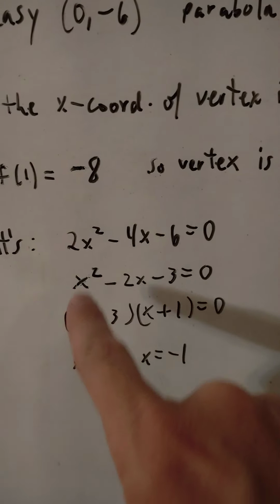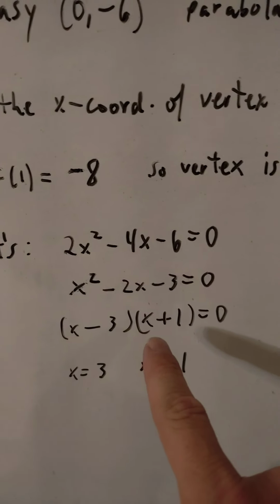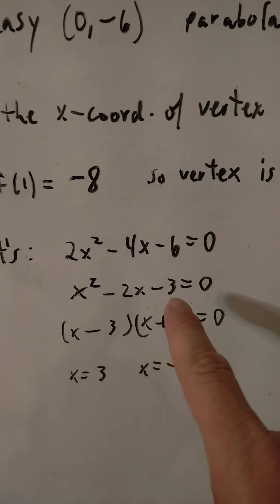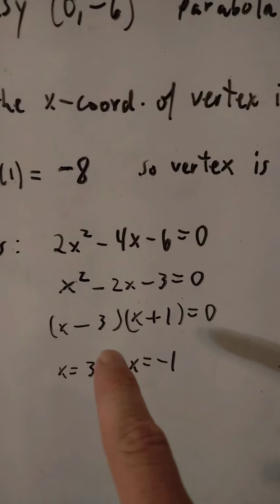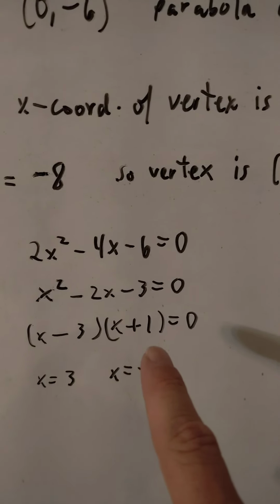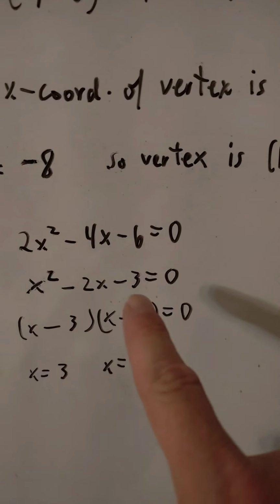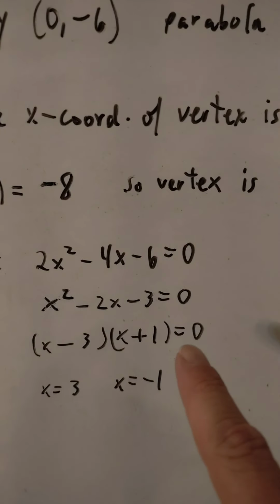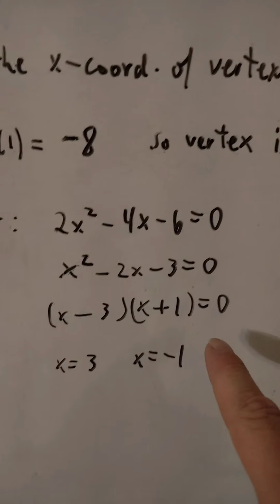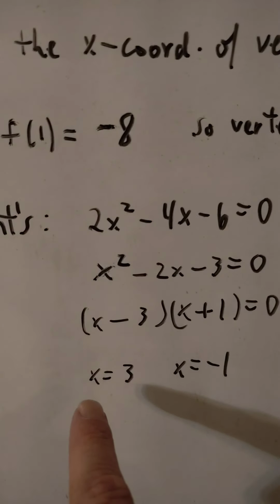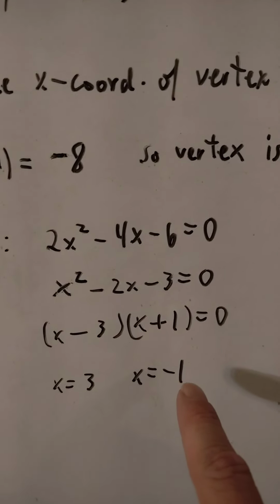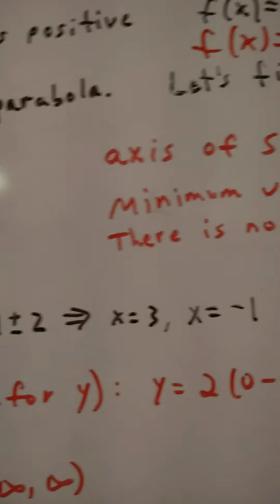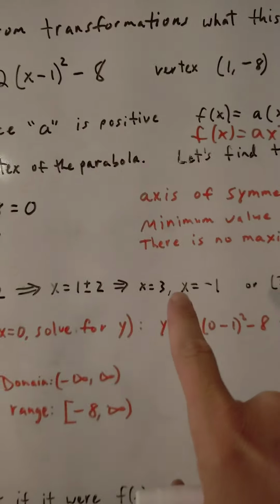The leading coefficient's 1. So how do you get x squared? x and x. And then what two numbers multiply to negative 3 and add up to negative 2? How about negative 3 and positive 1? Isn't that product negative 3? And what happens when you add up negative 3 and 1? You do get the negative 2. So it's factored correctly. Now let's use the zero factor property to solve for x. And we get x equals 3 and x equals negative 1. Same results as we got right over here upstairs.